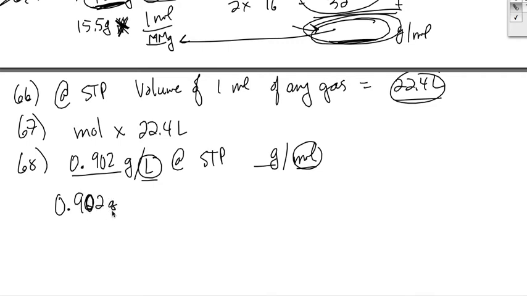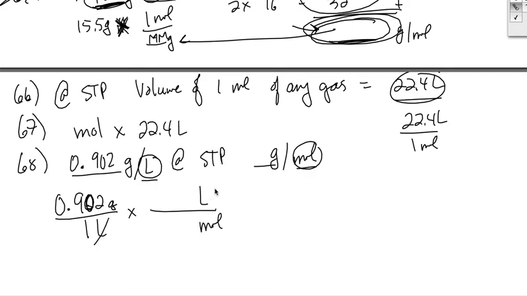0.902 grams for 1 liter. And then we use this relationship. For any gas at STP, it is 22.4 liters for a mole of particles. So I want to convert liters to moles. So I want to cancel liters. So I know it is 22.4 liters for 1 mole. So I'm going to take 0.902 times 22.4, and that's going to give me my answer in grams per mole. Okay?